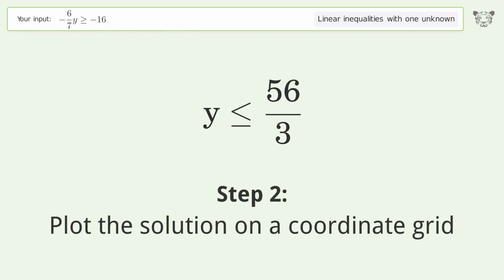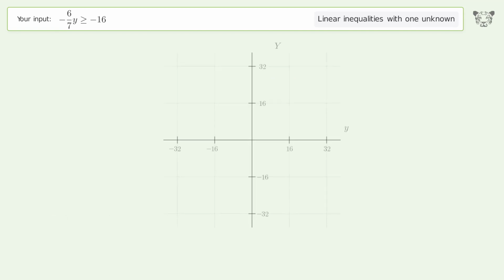Plot the solution on a coordinate grid. And so the final result is y equal or smaller than 56 over 3 equal or smaller than 182 over 3.